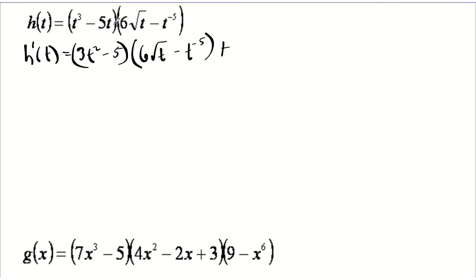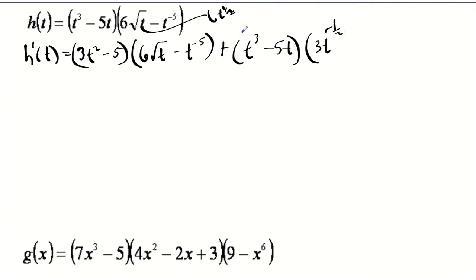Plus the first multiply that by the derivative of the second. Now 6 radical t is the same thing as 6t to the half. So when I do my derivative, it's a 2, 1/2. So I have to multiply a half by 6. So I'm going to get 3t, take 1 off of the exponent. That's going to go to negative a half. And then negative t to the negative 5 will become plus 5t to the negative 6.